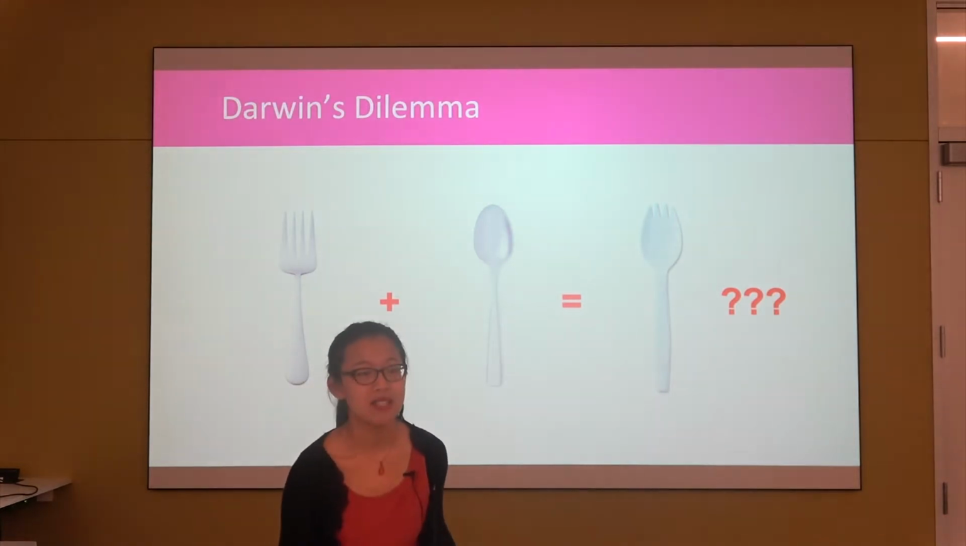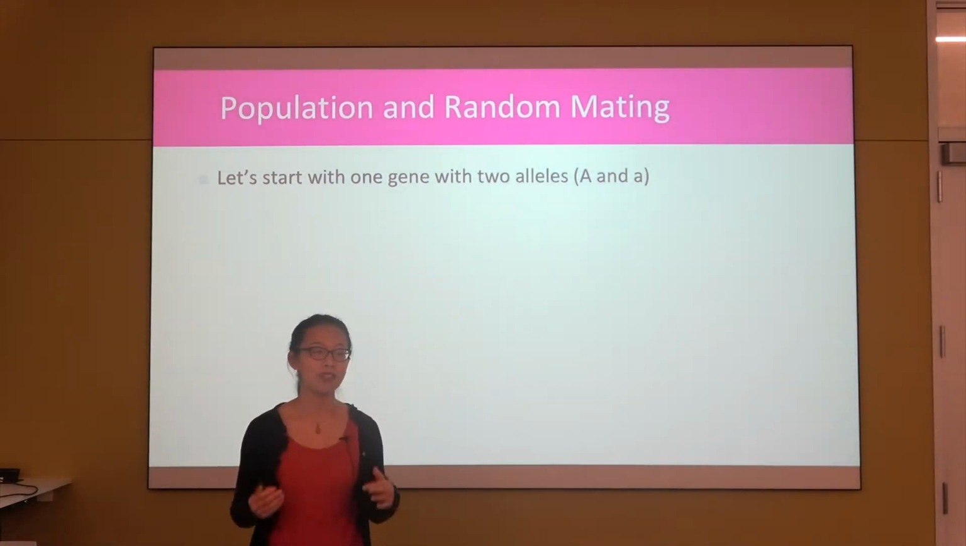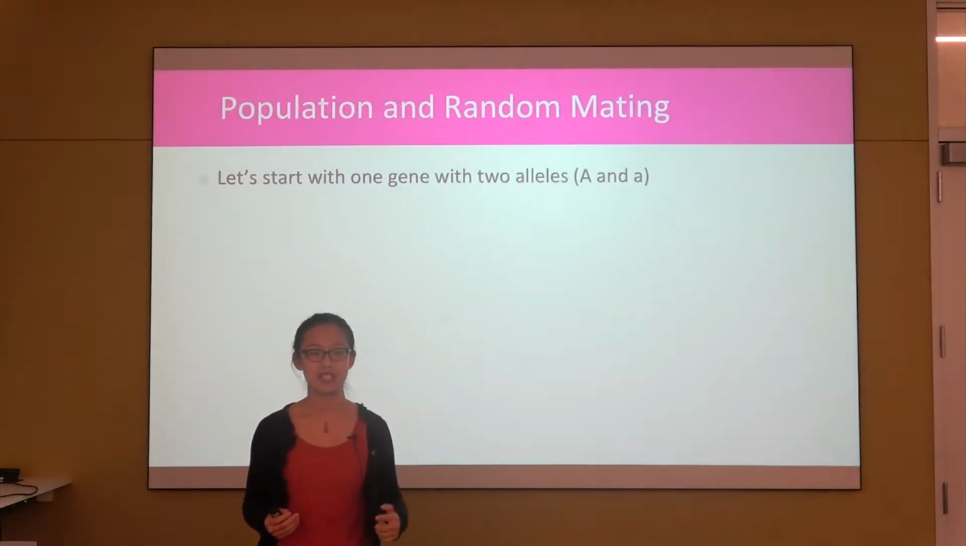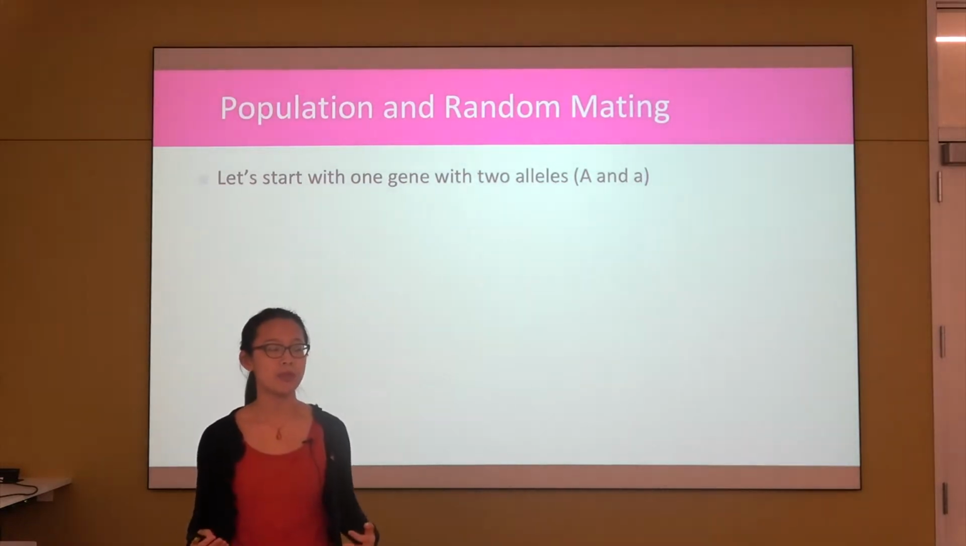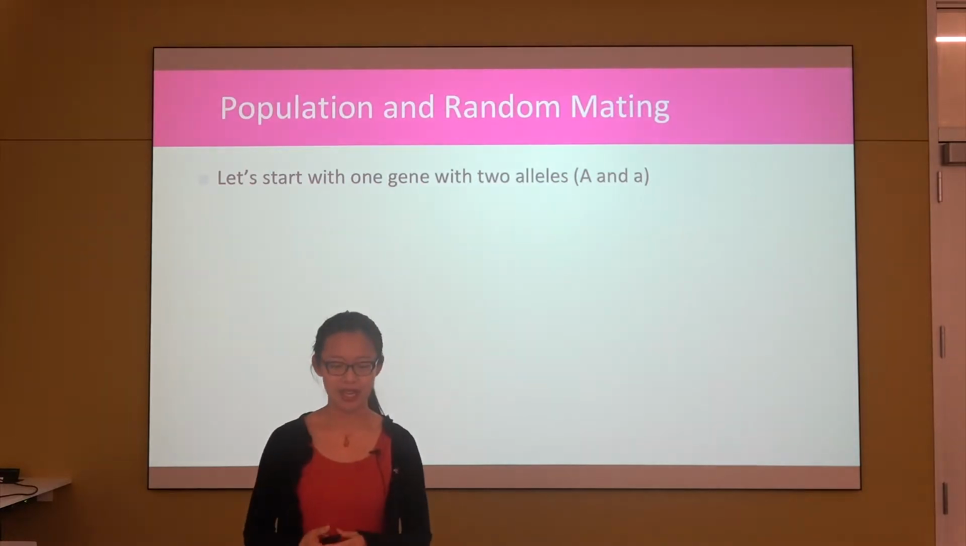To answer that question, let's simplify the picture into a population with individuals that have only one gene, and this gene has only two copies, which we call two alleles. Let's call these two alleles big A and little a.